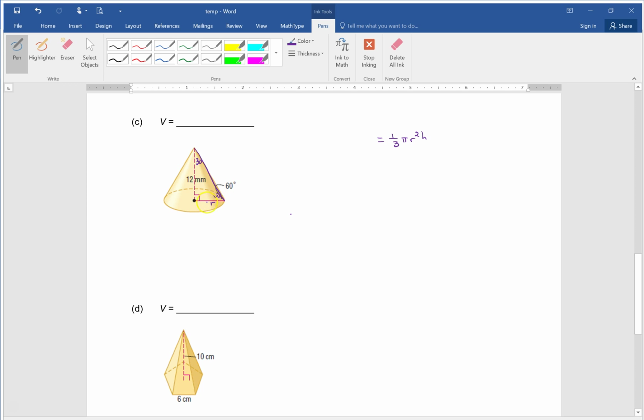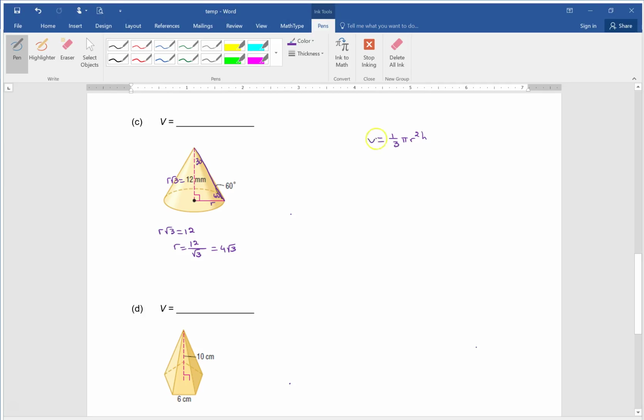Now, if this side is r, how big is this side? r root 3. And if r root 3 is equal to 12, then r is equal to 12 over root 3, which is how much? 4 root 3.